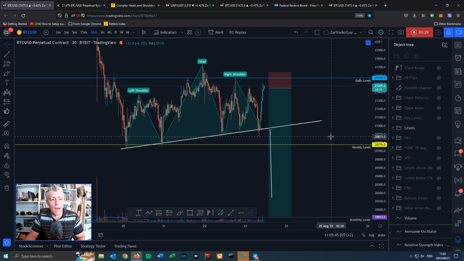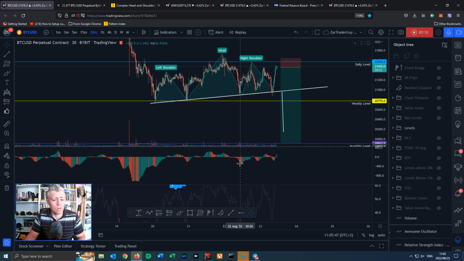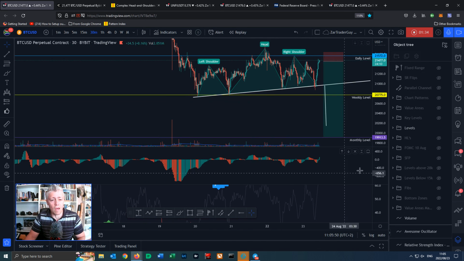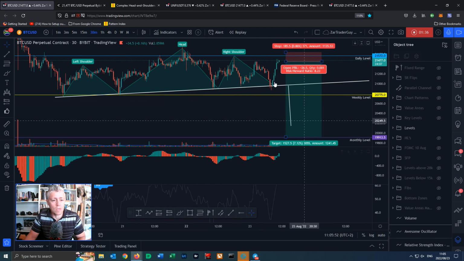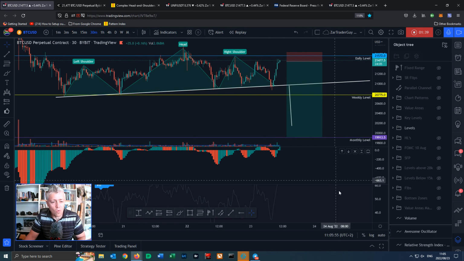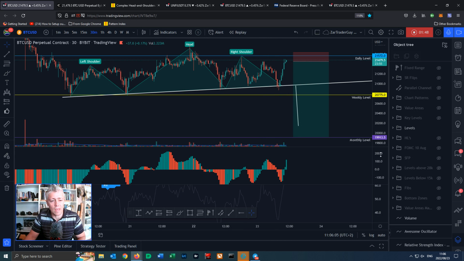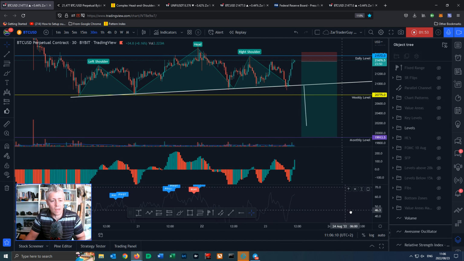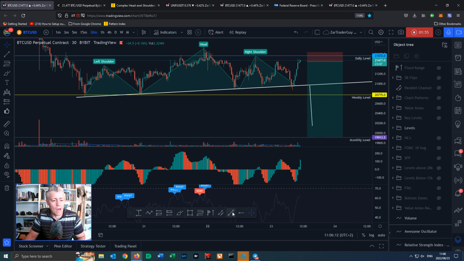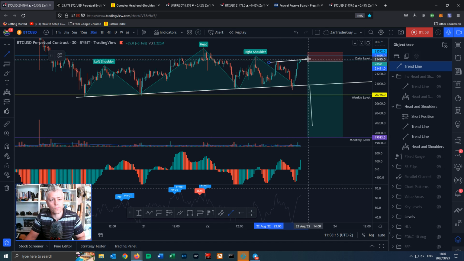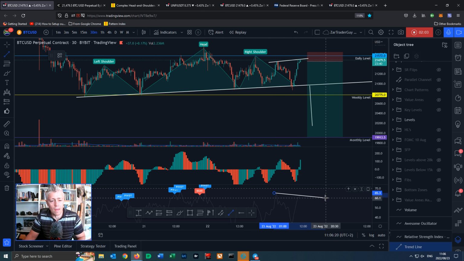So the other thing that you can have a look at is the divergences. At the moment, on the awesome oscillator, there could be a slight divergence here. You can see price making a higher high and the oscillator almost making a lower high. But that seems to be breaking through. If we look at the RSI, definitely a higher high on price, as I said, and the oscillator is making a lower high.